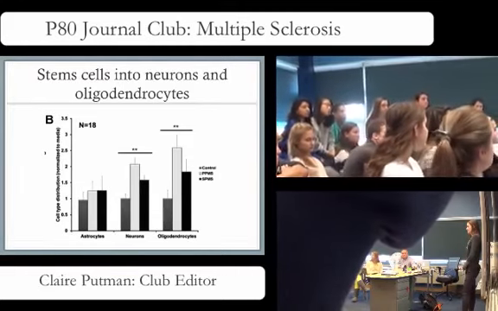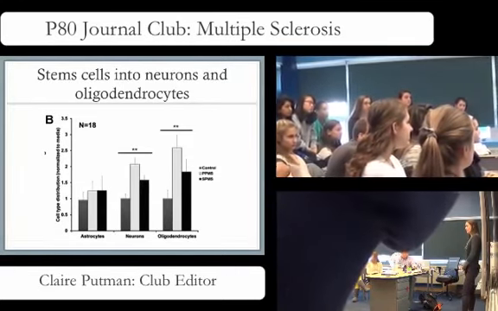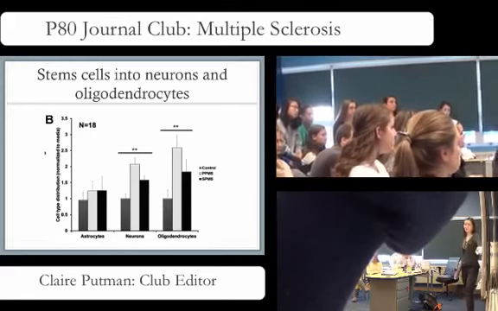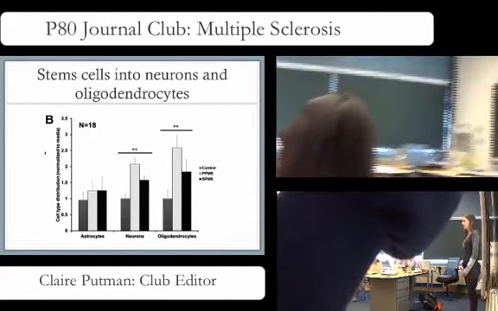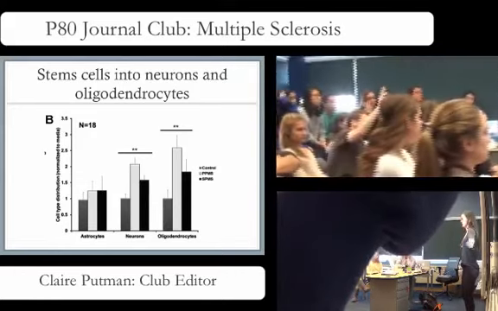I don't know if I missed it, but what do the stem cells turn into when they treated them? Their goal was to turn them into neurons. This is what's showing what they turned into. Oh, that's what they turned into. Yeah, we wanted them to turn into these.